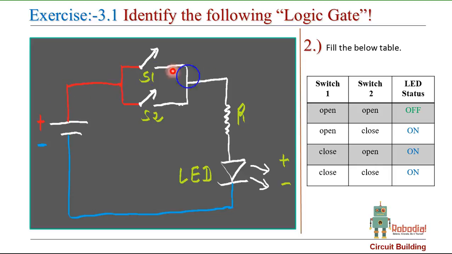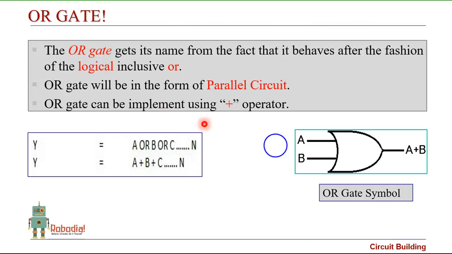Now this circuit is a parallel circuit, right? Because the current has two paths. Current can flow either through switch S1 or S2. So that's why it's a parallel circuit. We have discussed it, right? Now this is the OR gate symbol, as you can see here.